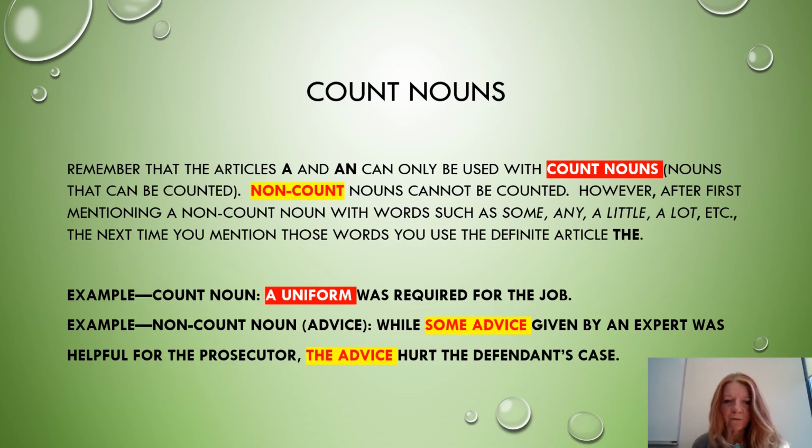Let's look at these examples. I used uniform for my first count noun, and my sentence is, a uniform was required for the job. Now, in the second example, I used a non-count noun, advice, and the sentence is, while some advice given by an expert was helpful for the prosecutor, the advice hurt the defendant's case. So you can see that after we mentioned some advice, we could use the definite article the when repeating the word advice.